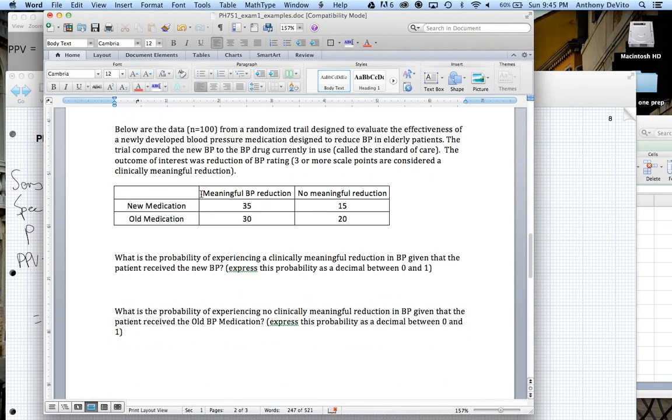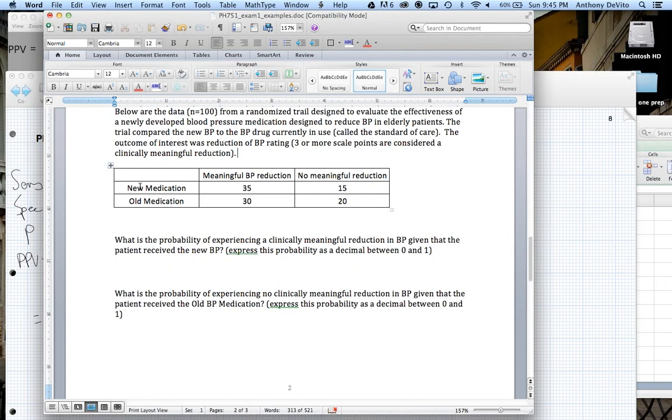Okay, below is data from a randomized trial designed to evaluate the effectiveness of a newly developed blood pressure medication designed to reduce blood pressure in elderly patients. The trial compared the new blood pressure medication to the blood pressure drug currently in use, called the standard of care. The outcome of interest was the reduction of blood pressure rating. 3 or more scale points are considered to be a clinically meaningful reduction.